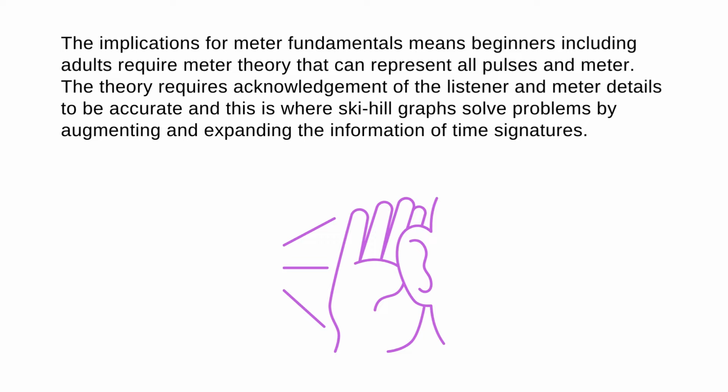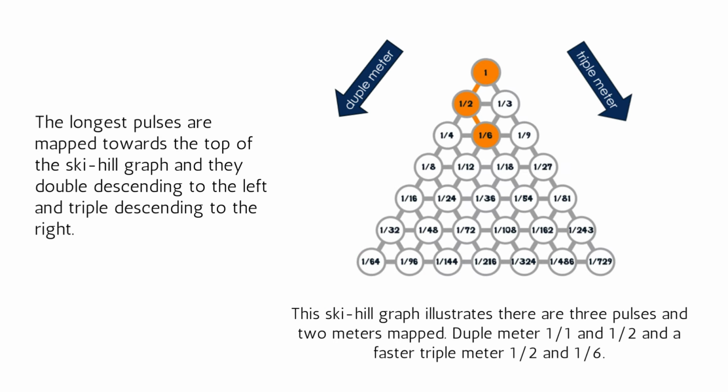The theory requires acknowledgement of the listener and meter details to be accurate, and this is where ski hill graphs solve problems by augmenting and expanding the information of time signatures. The longest pulses are mapped towards the top of the ski hill graph, and they double descending to the left and triple descending to the right.